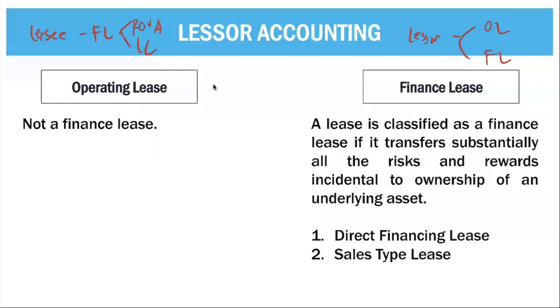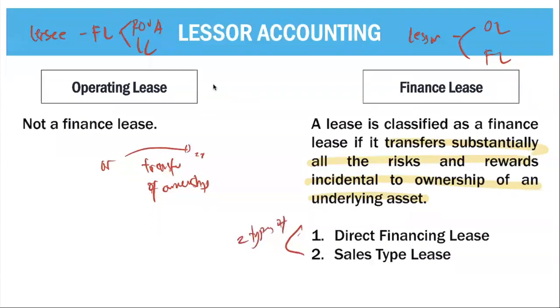Okay? So that is new under PFRS 16. So operating lease is, of course, a lease that is not considered a finance lease. Therefore, what is a finance lease? A finance lease is classified as such if there is a transfer substantially of all the risks and rewards incidental to ownership of an underlying asset. So if there is a transfer of ownership from the lessor to the lessee, we call it a finance lease. And your finance lease can either be a direct financing lease or a sales type lease. So these are your two types of finance lease under lessor accounting.